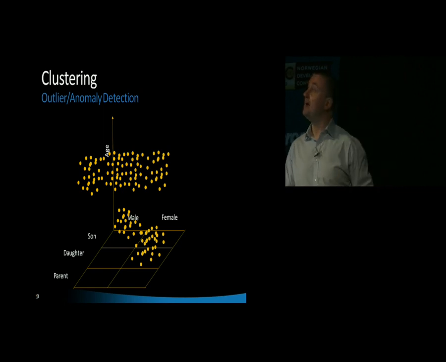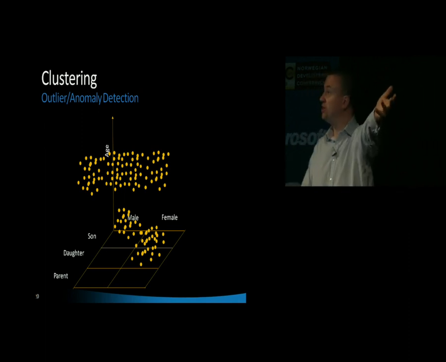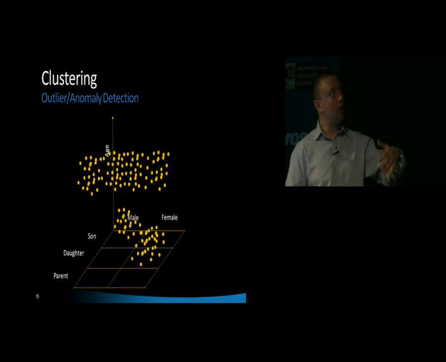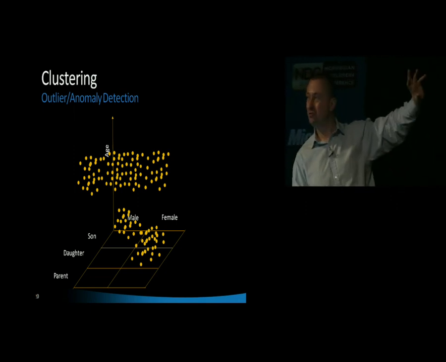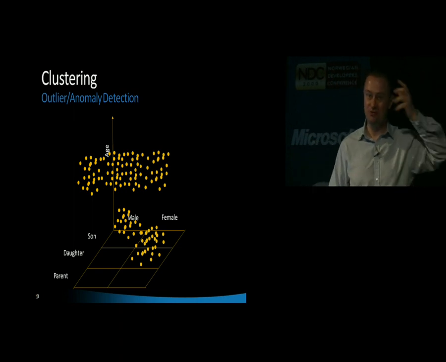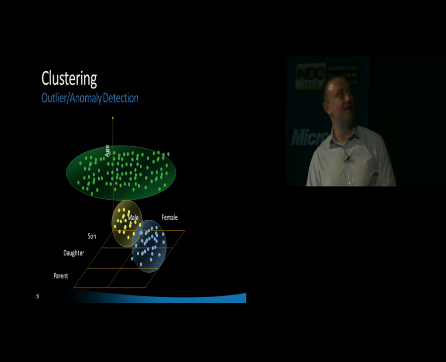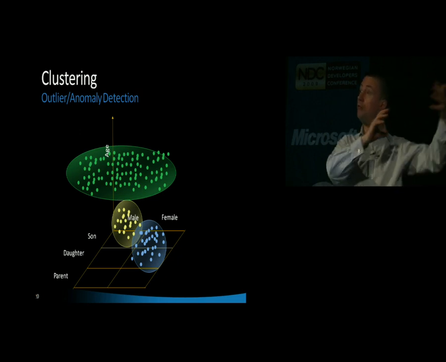Here we have 3 dimensions. Dimension of age, dimension of gender, and the relationship to the head of household. So we have, you don't need a computer for that, about three clusters. Can you see those three clusters with your eyes? You should be able to. We have the male sons, the female daughters, and the parents who are older and of both genders.